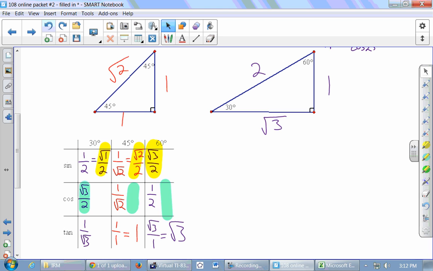Okay, you don't need to think of it that way, but I just wanted to point out the pattern in case that makes it easier for you to memorize what's in the table.